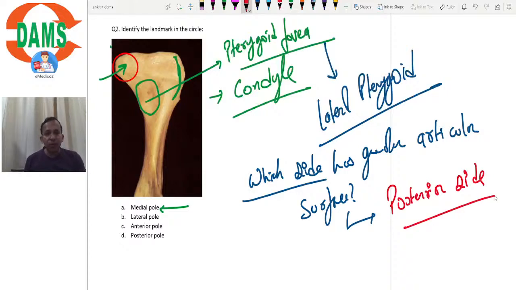So this is the second question. I hope it is clear. If you have any doubt, you can ask me. Can we go on to the next question?